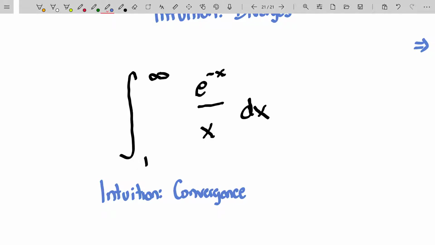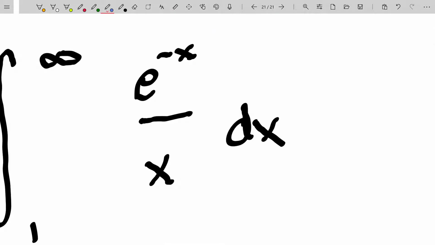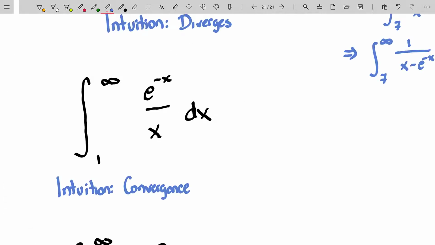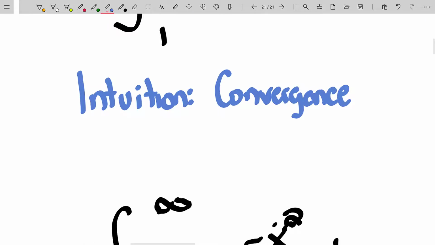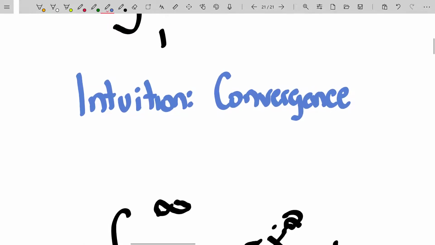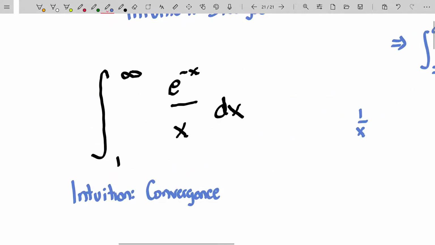Well, let's look at these two functions within this integrand. It's an e to the negative x and an x. Or better yet, it's an e to the negative x and a 1 over x. Well, comparing to 1 over x is going to be a very bad idea because that's not going to go along with what I think is going to happen. I think this will converge, and comparing to the integral of 1 over x, well, the integral of 1 over x diverges. So that's not going to be the best one to go with.